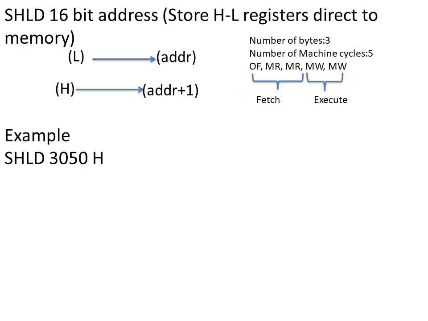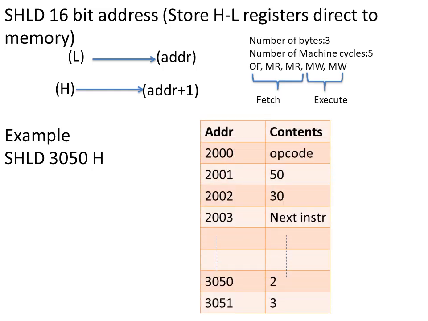The difference between LHLD and SHLD is the last two machine cycles, which were memory read machine cycles in the case of LHLD, but now they are memory write machine cycles. So a store operation involves a write operation in the execution part. A load operation includes a read operation in the execution part. A similar example has been taken. If the L register has, say, 37, that will be stored at 3050, and the contents of H, 46, will be stored at 3051.